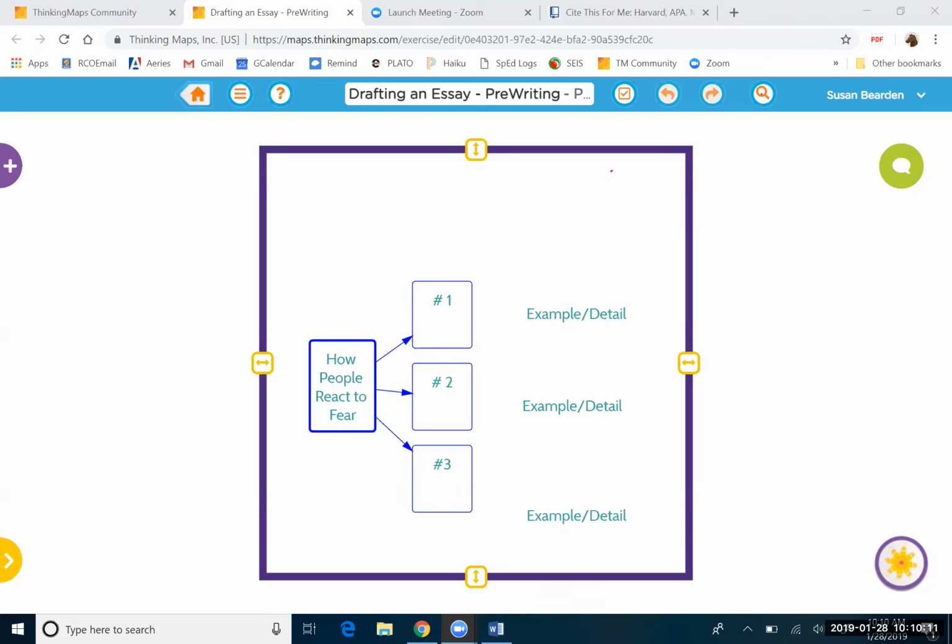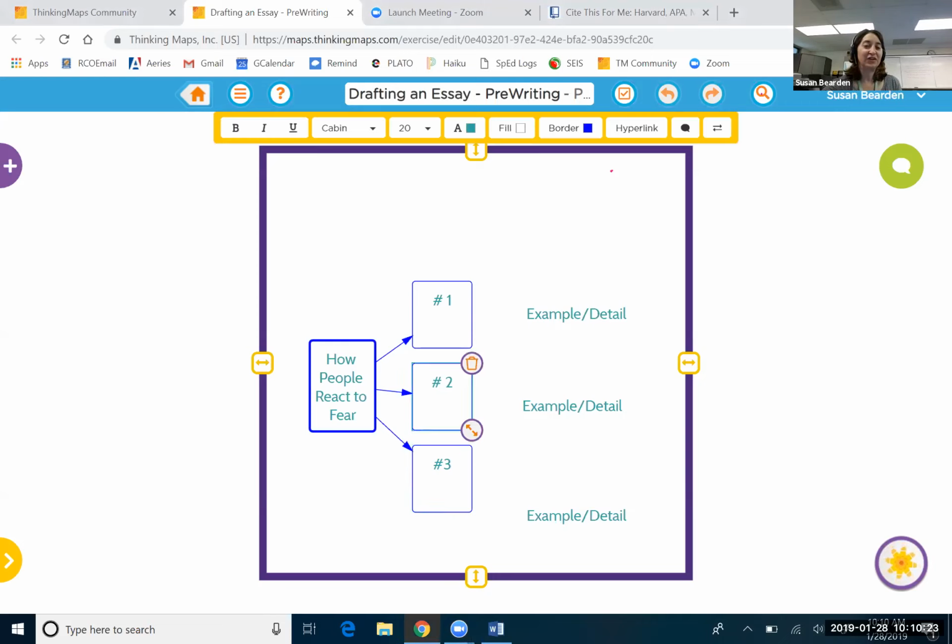So once you've fleshed out your circle map, you're going to pick, in this case, remember I was talking about how people react to fear. So I'm going to pick my top 3 reactions to fear, and I'm going to put them in these boxes here. So this would be my topic, how people react to fear, and fear is causing the reaction. So this is a cause-effect relationship. So we've got causes here. This is the cause.